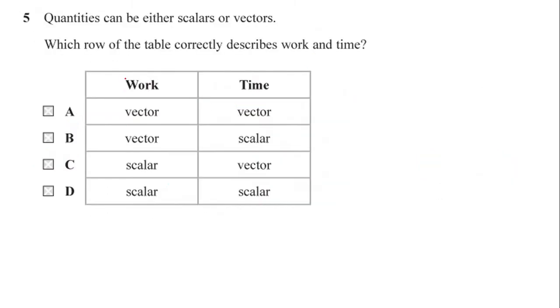Question number 5. Quantities can be either scalars or vectors. Which row of the table correctly describes work and time? Indeed, if you write all the quantities as vector and scalar in two columns, this is quite an easy question. You can find it in a matter of seconds. So remember, work is a scalar quantity, time is also a scalar quantity. So that means your option must be D.